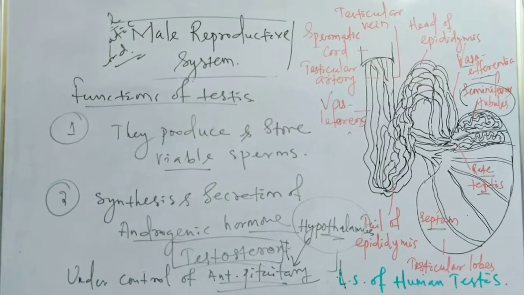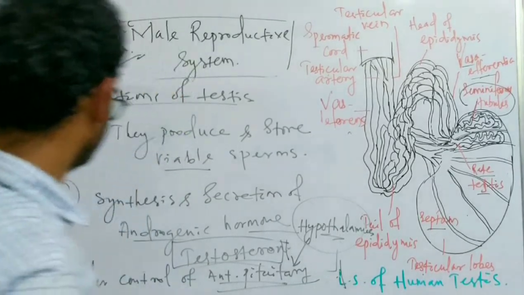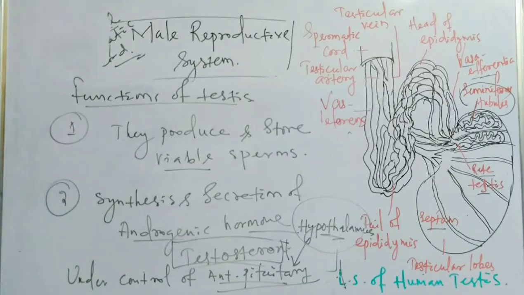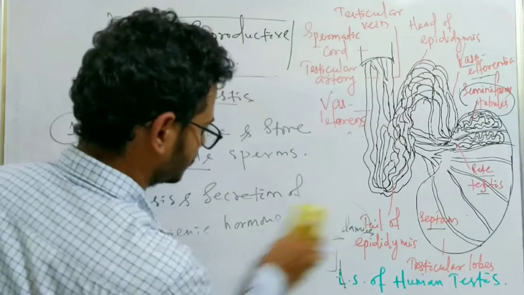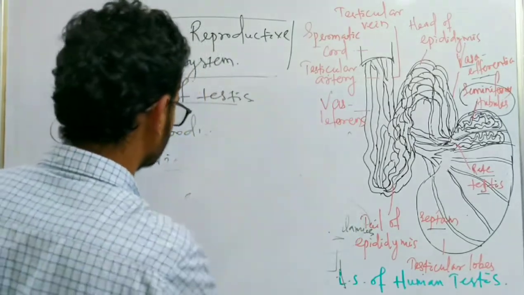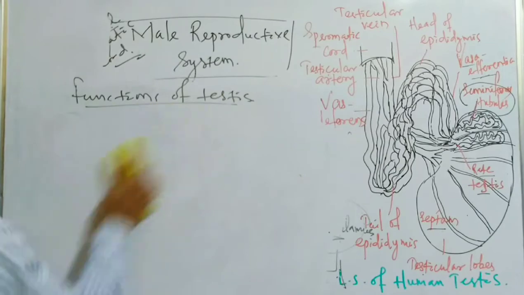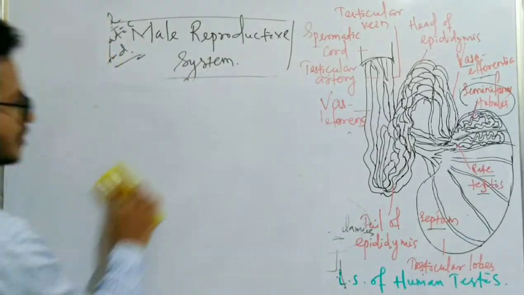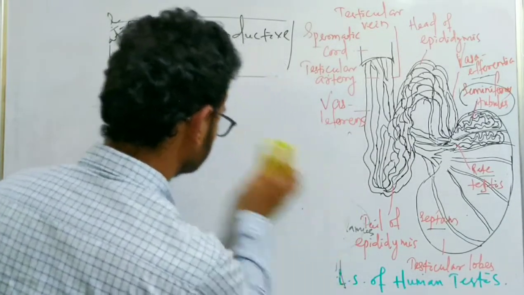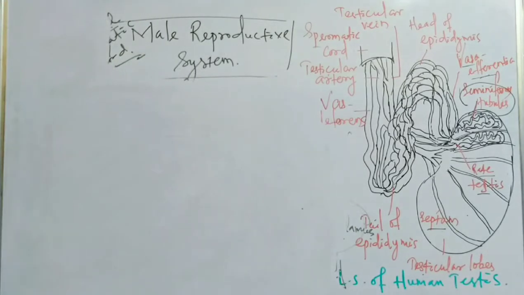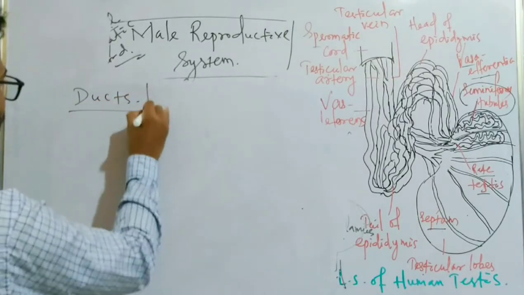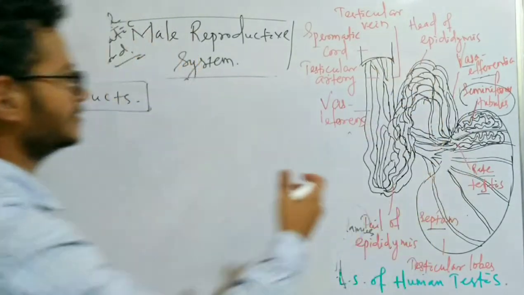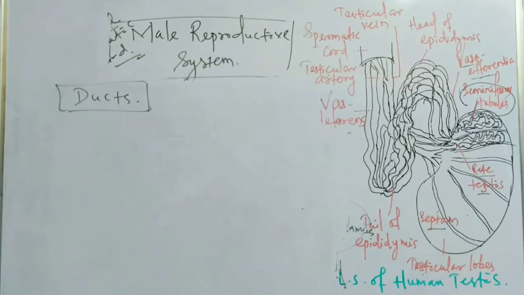Okay, so let's move to the different ducts of the testis. These are the important functions: produce and store viable sperm, and synthesize and secrete the male sex hormone or the androgenic hormone, which is the testosterone, which is under the control of the anterior pituitary or the hypothalamus. The hypothalamus controls the secretion. So what are the ducts of testis? What are the different ducts? We have already discussed some of them in this diagram. So let's discuss the ducts.